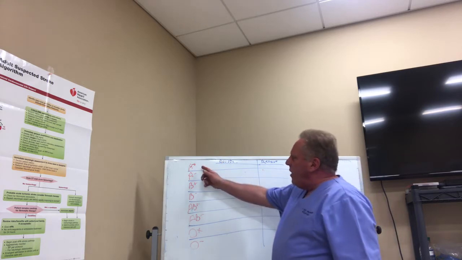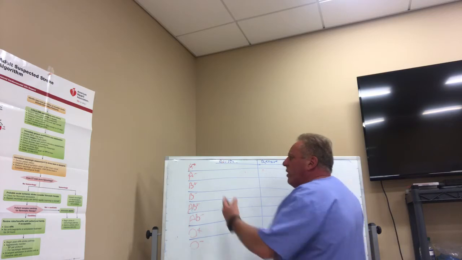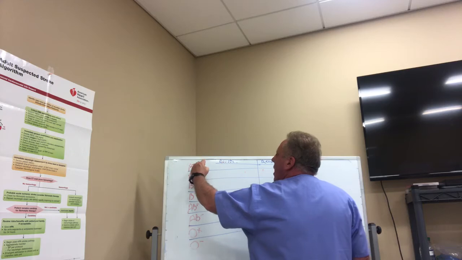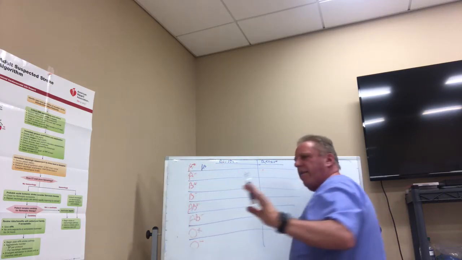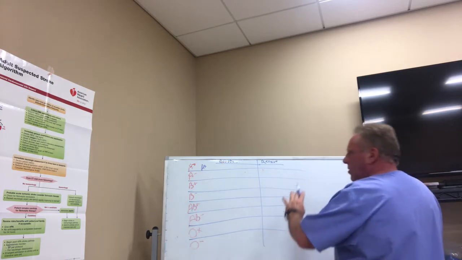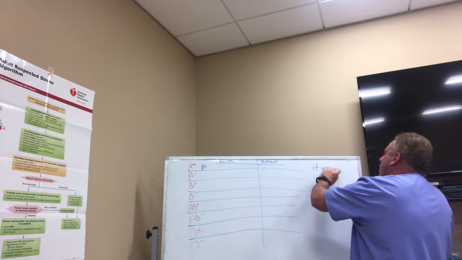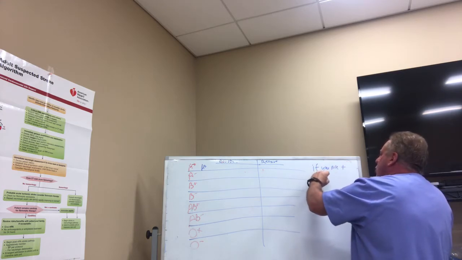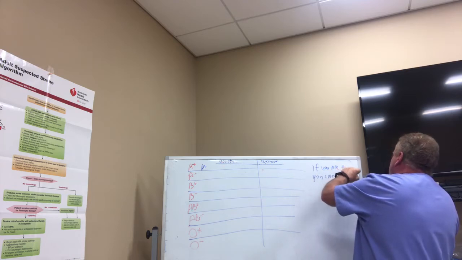So if I'm going to donate blood and I am an A positive, who can I donate to? Well, you always start with the one that you have. So you always start with the A. You can always donate to A positives. And there's a rule that I have to start out with. Okay, and I'm going to say it over here. If you are positive, you can give to positives.